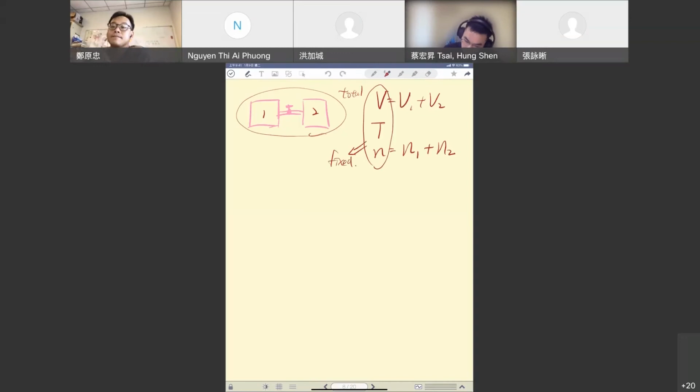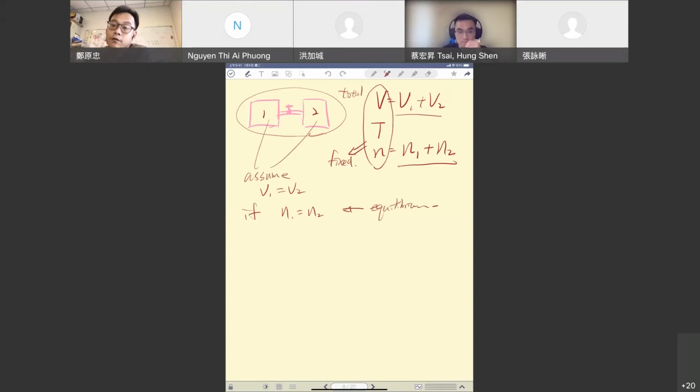But we know that there is only a single equilibrium state. That equilibrium state will be N1, assume N1 equals N2, volume one equals volume two. So if N1 equals N2, this will be the equilibrium state. Right? But how about if N1 does not equal N2?